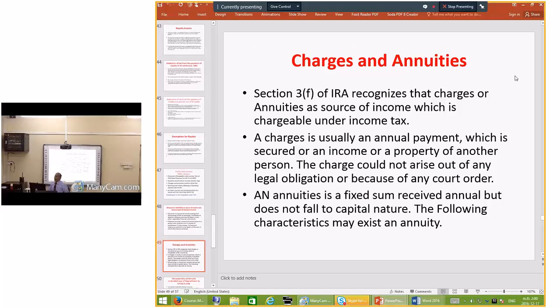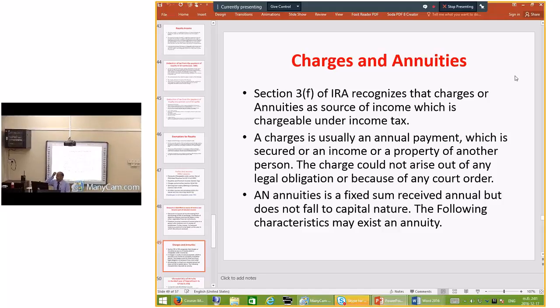Right. Likewise, now section 3F of the Inland Revenue Act recognizes charges or annuities as a source of income, which is chargeable under the Income Tax Act. A charge is usually an annual payment which is secured on the income of property or another. Right? Charges and annuity both go together. The annuity is a fixed sum received annually but does not fall into a capital nature. The following characteristics may exist in an annuity.